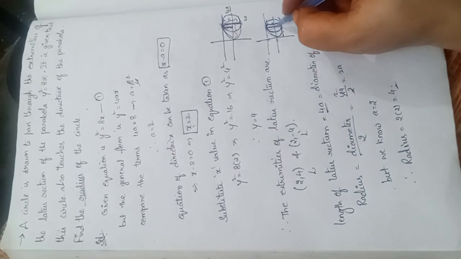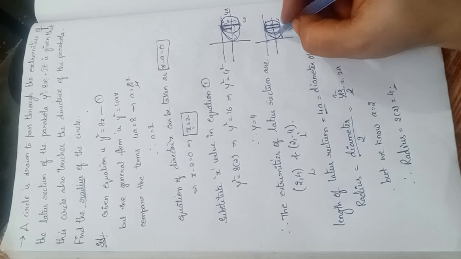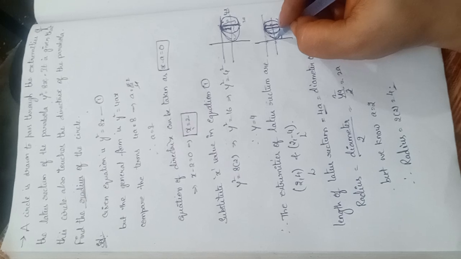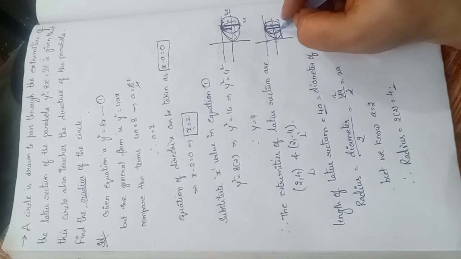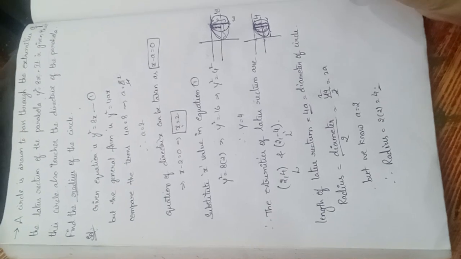Here, from here to here, from the y-axis, this is 2. Means this distance is 2. This distance is 4. Understood? So in that sense also you can take directly that the radius of the circle is 4.